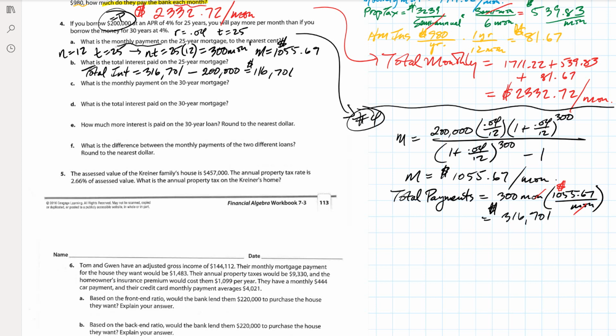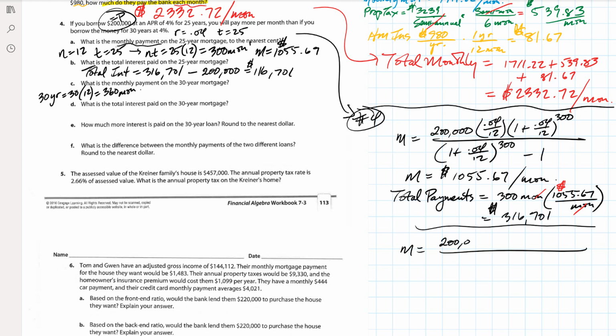All right. Now, we're going to do the same thing for a 30-year loan, and we're going to compare. So we have some more work to do here. Now we need to figure out the monthly payment for a 30-year loan. 30 times 12, that's 360 months. So we're going to go from 300 months to 360 months. This is going to drop down the payment, but it's going to increase the total amount paid. So let's calculate our monthly payment on a 360 month loan.